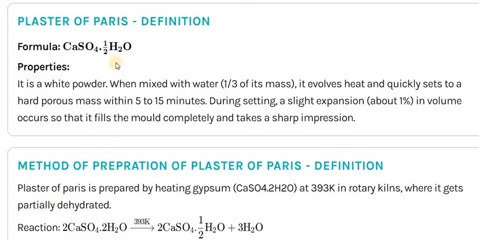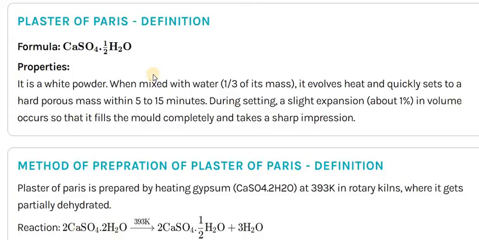Let's see the answer. Plaster of Paris. The formula of plaster of Paris is CaSO4 into half H2O. It's called calcium sulfate hemihydrate. The scientific name of plaster of Paris is calcium sulfate hemihydrate. Properties, how it looks: it is a white powder.